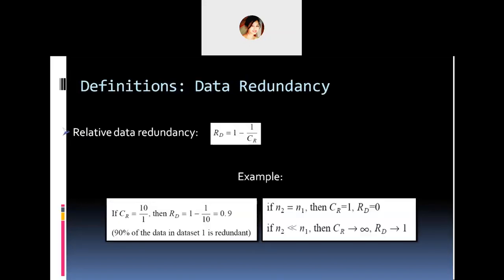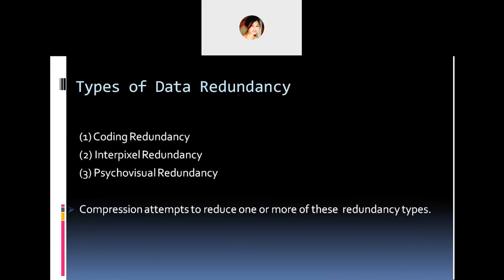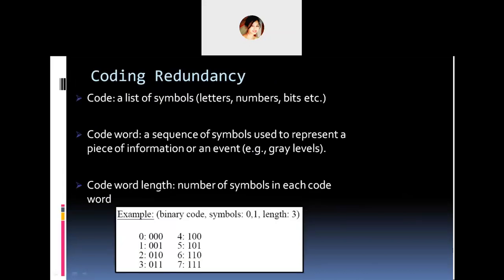And that is the main aim: we have irrelevant data in the image. Suppose there is irrelevant data in the image. So the main goal of compression is to remove data redundancy. We have three types of data redundancy: coding, interpixel, and psychovisual. Compression attempts to reduce any one of these redundancy types, and then only is compression said to be successful. Okay, then coding, this is coding redundancy.